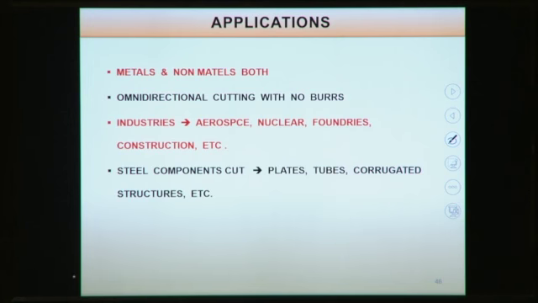Applications. Any kind of material can be cut, non-metals and metals. Omnidirectional cutting: like in the wire EDM process, you have to make a hole first, and after that you can do the machining operation. But in the abrasive water jet machining process, from anywhere on the workpiece surface, you can start the cutting. That's why it is called omnidirectional cutting. Industries like aerospace, nuclear, and foundry construction use abrasive water jet machining. Steel components, cut plates, tubes, and corrugated structures can be cut.